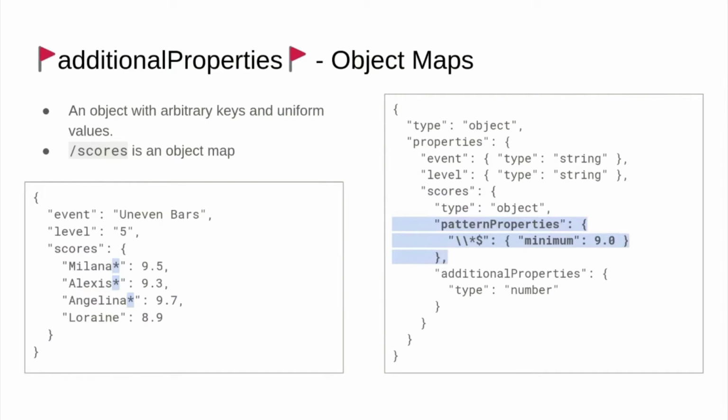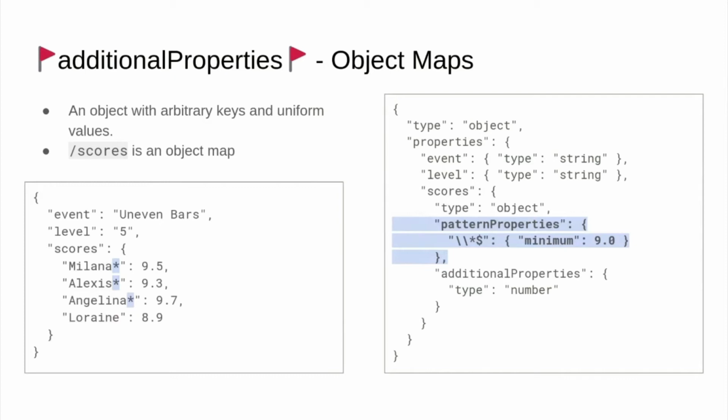That works fine, but now let's add a feature where if the name ends with a star, it means the gymnast will get special 9.0 club recognition. With patternProperties, we can use a regex to check the property names that end with a star and assert that they are greater than or equal to 9.0.